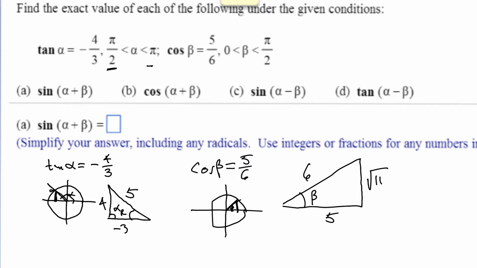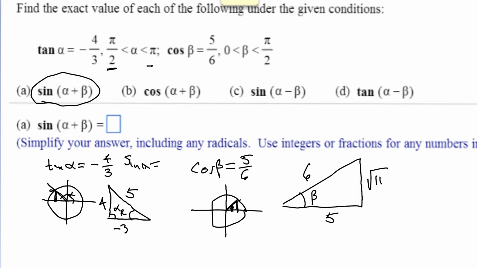So if we want to find the sine of alpha plus beta, then we're going to have to know what the sine of alpha, the cosine of alpha, the sine of beta, and the cosine of beta are. We know that the tangent of alpha is minus 4/3, and we have our triangle written out here, so it's going to be easy to find the others.